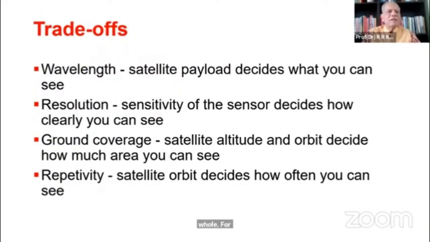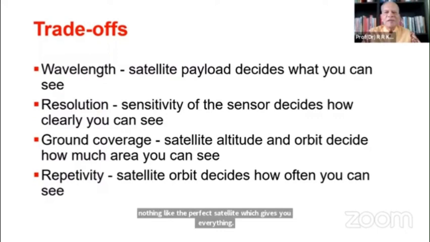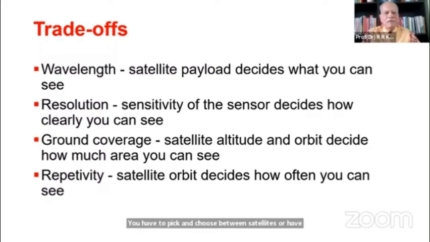With every satellite, there is a trade-off. There's nothing like a perfect satellite which gives you everything. You have to pick and choose between satellites, or have many satellites if you want to have everything. Wavelength is the satellite payload which decides what you can see.